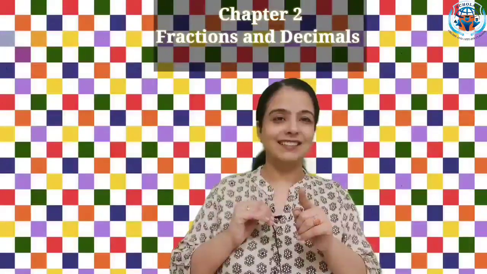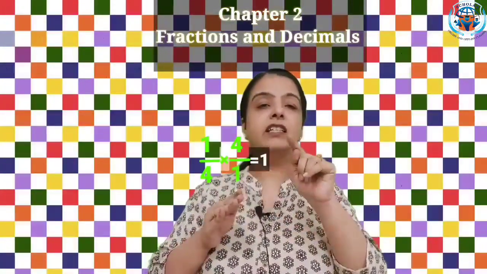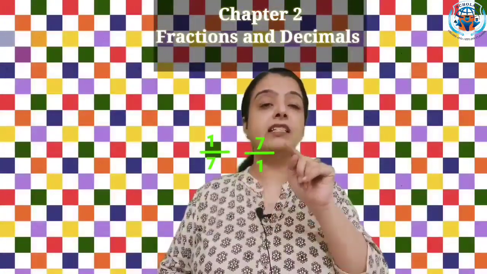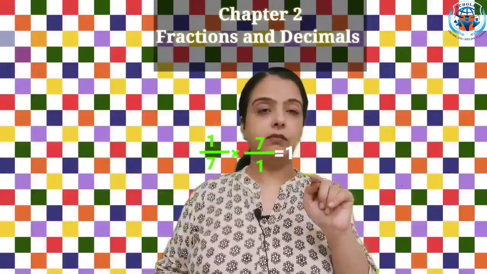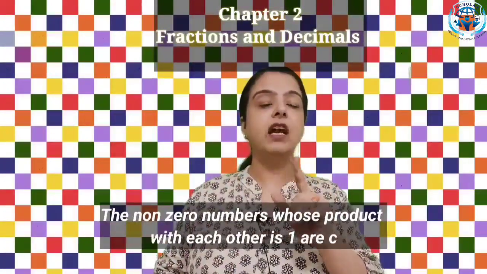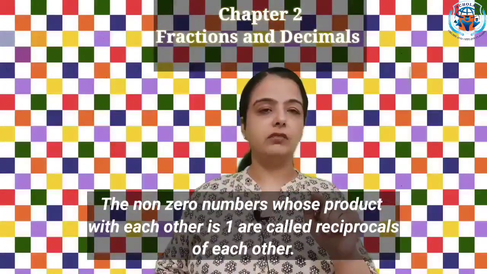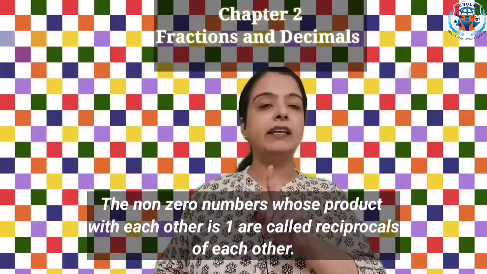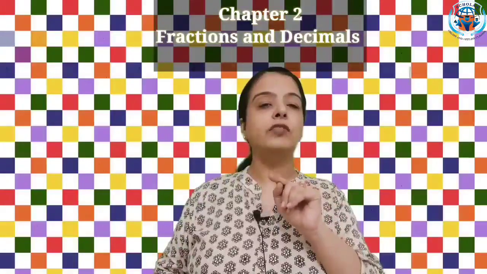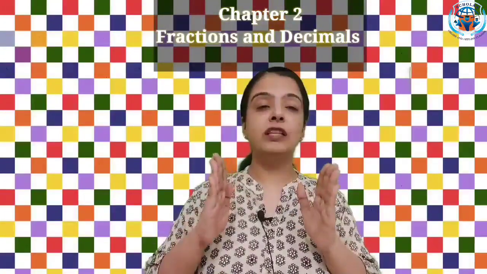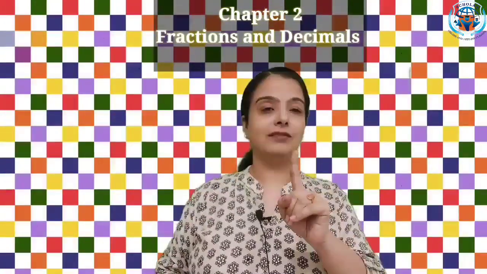Got my point? Reciprocal of 1 by 2 is 2 by 1. The reciprocal of 1 by 4 is 4 by 1. If we multiply 1 by 4 with its reciprocal 4 by 1, we will get 1. If we multiply 1 by 7 with its reciprocal 7 by 1, we will again get 1. That means the non-zero numbers whose product with each other is 1 are called reciprocals of each other. The reciprocal of 1 by 8 is 8 by 1. The reciprocal of 3 by 7 is 7 by 3 and so on. If we multiply both these reciprocals, we will get the result 1.